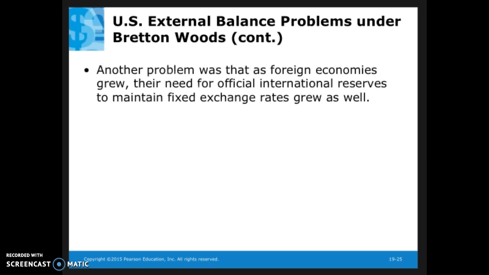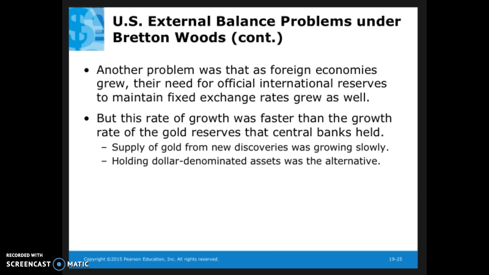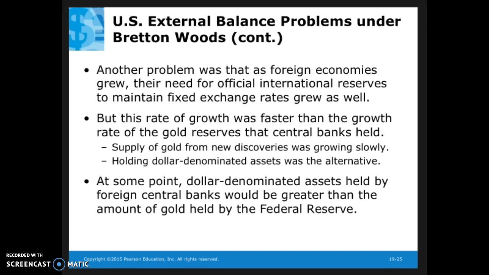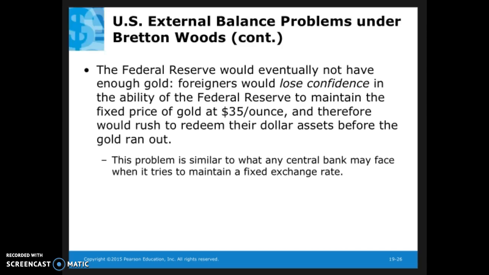Another problem was that as foreign economies grew, their need for international reserves to maintain fixed exchange rates grew as well. This rate of growth was faster than the growth of gold reserves. New discoveries of gold were growing slowly. So holding dollar denominated assets was the alternative. And at some point, dollar denominated assets held by foreign central banks would be greater than the amount of gold held by the Federal Reserve. As a result, the Federal Reserve was running out of gold.